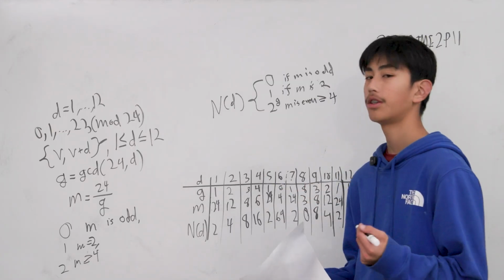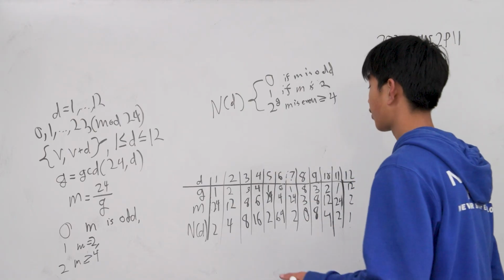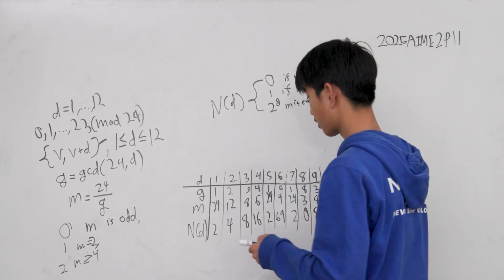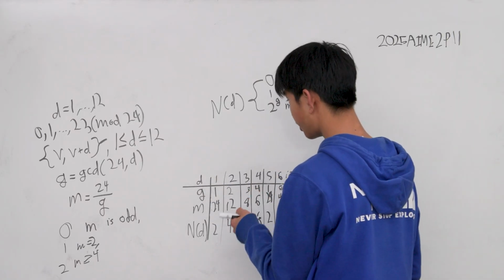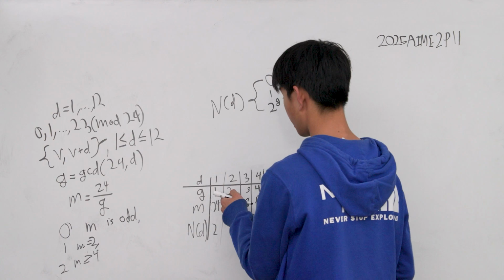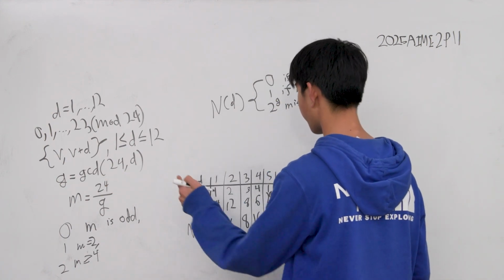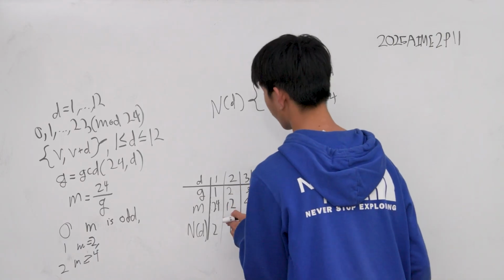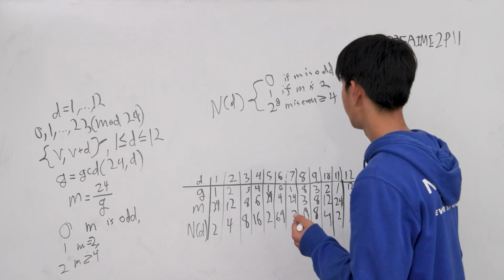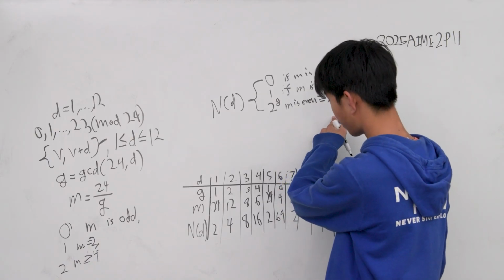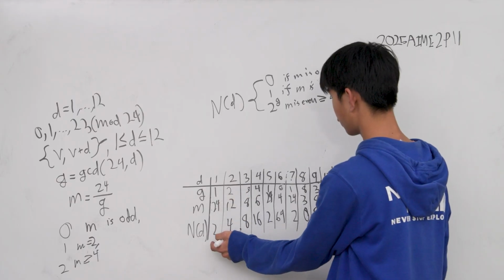I like to think of this as a process. Say D is equal to 1. The GCD of 24 and 1 is 1, and that 1 gets plugged in as G, and 24 over 1 is 24. So we know that M is an even integer greater than or equal to 4, so you have 2 to the power of 1, which is 2 solutions.